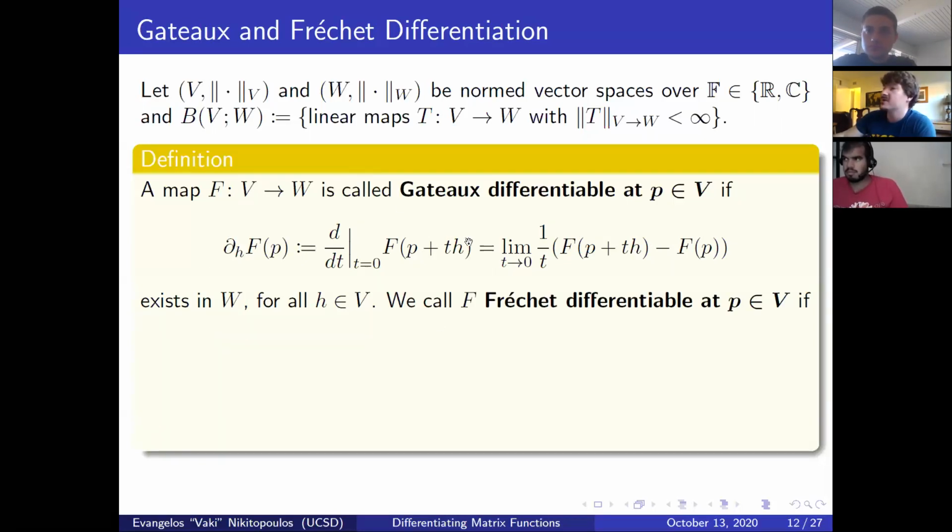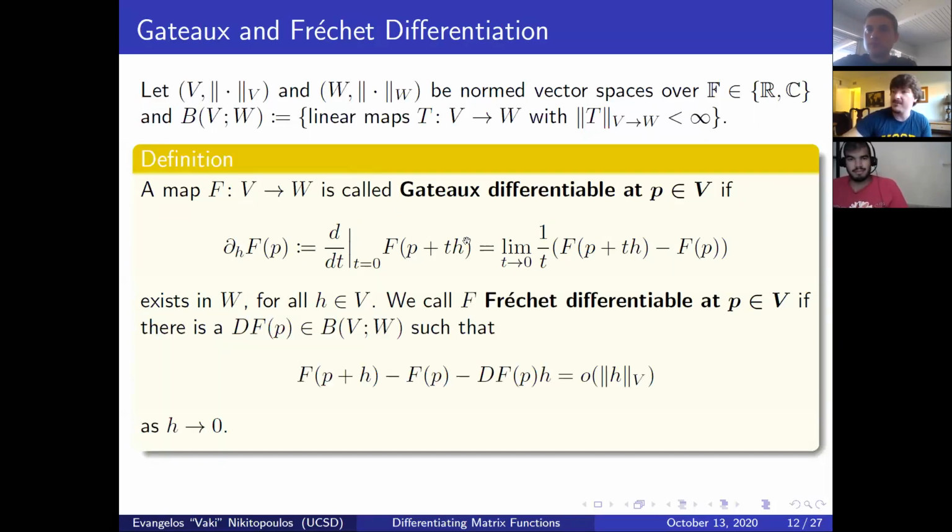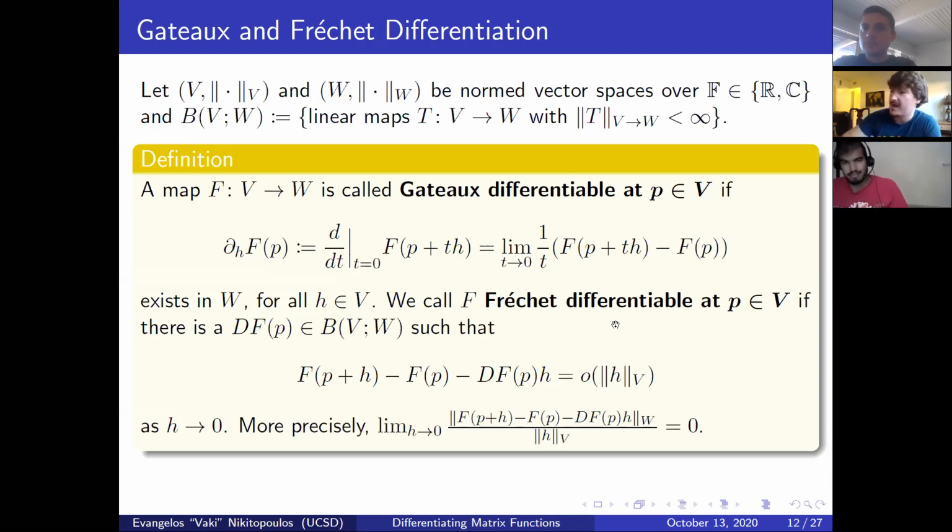And we're going to call F Fréchet differentiable at P if there is a bounded linear map, DF_P, which I will call the Fréchet derivative or the total derivative or just the derivative, such that F(P+H) minus F(P) minus DF_P(H) is little o of the norm of H. More precisely, it means that this limit is 0. And what this is saying is that near P, F is order 1 approximable by a linear map. That's basically what differentiability at P means.